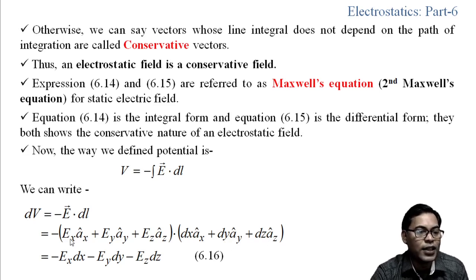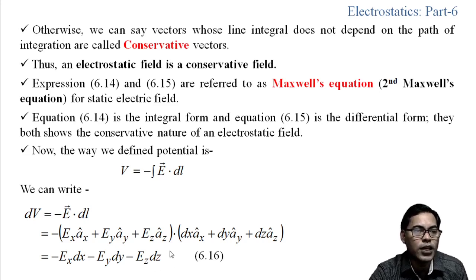Now if we multiply the first term and this first term, then ax dot ax will be 1. So here minus Ex dx. But if we multiply the first term and this second term, that ax dot ay will be 0 because it is the orthogonal coordinate system. Similarly, the first term and the third term, if we multiply, 0. So only the same terms multiply, giving minus Ex dx minus Ey dy minus Ez dz. So dV equals minus Ex dx minus Ey dy minus Ez dz.